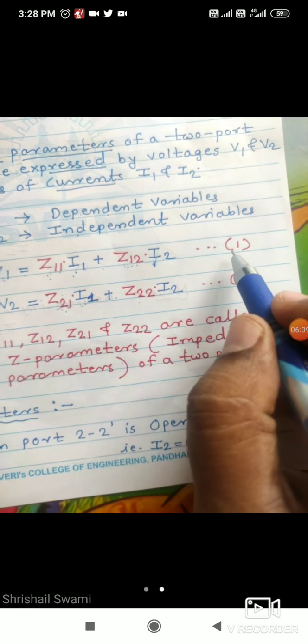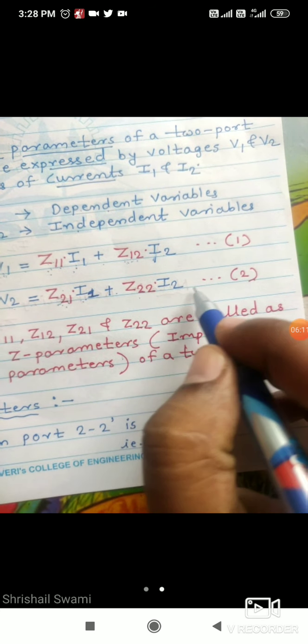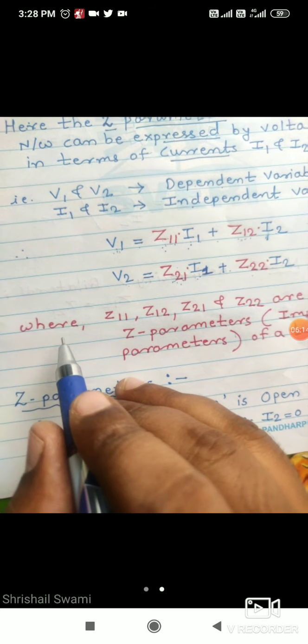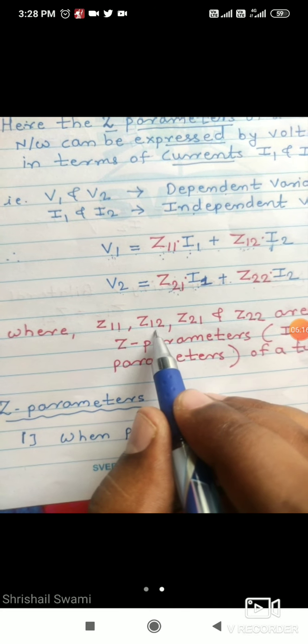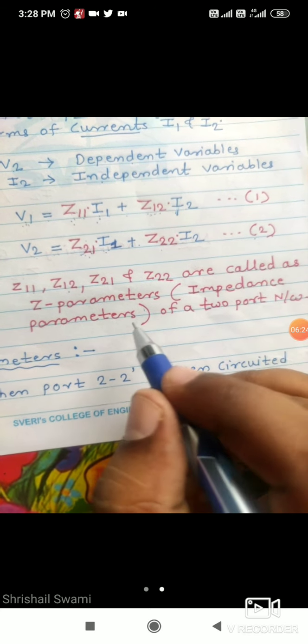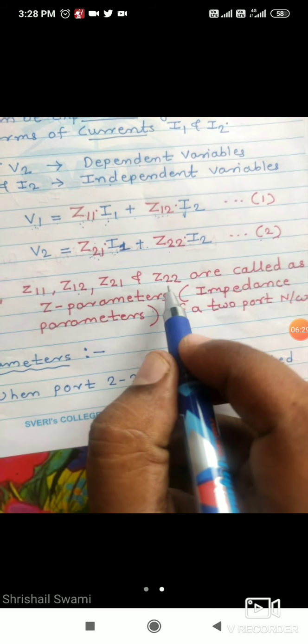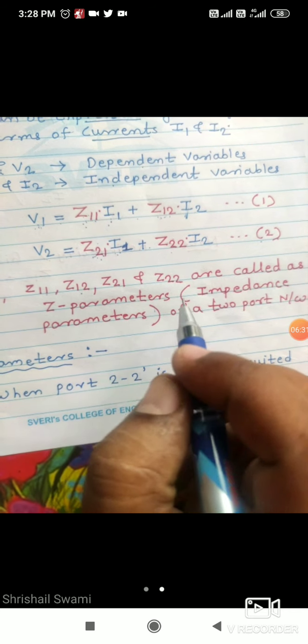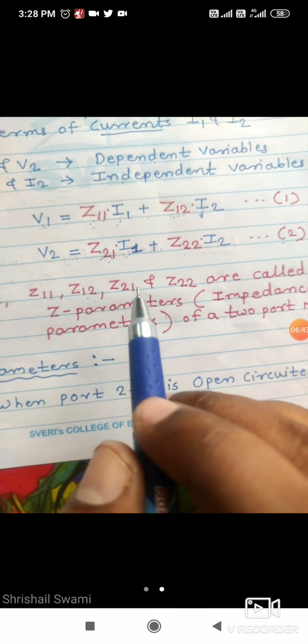This equation I will name as equation number 1 and this equation as equation number 2. Now Z11, Z12, Z21 and Z22, these are called as what? Z parameters, or impedance parameters of a two-port network. Now what is the unit of all these parameters? These represent impedance, so the unit is the same. The unit is ohm.